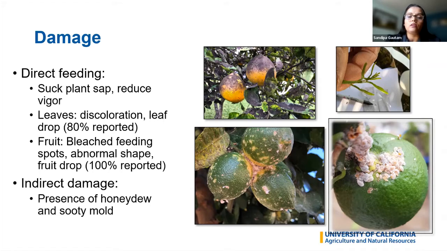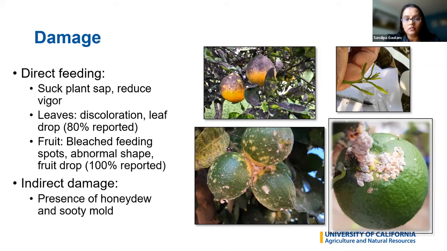On fruit, they cause bleached feeding spots, like you can see in the picture on the bottom left over here. All these bleached spots on the green fruit are a result of citrus mealybug feeding. As you can see in this picture, they like to be in that area where the fruit is touching each other. They like that clustered area, and they feed around that area and they can cause fruit drop.